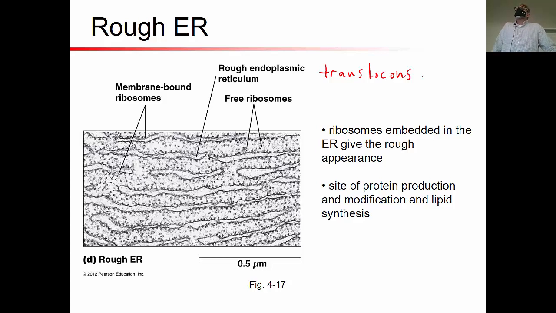It's also the site of lipid synthesis. So just a note here, when we're talking about lipid synthesis, most of it happens in the ER, but either production or modification does happen in association with other organelles, especially the mitochondria. The lipids themselves are produced on the cytosolic phase of the ER.